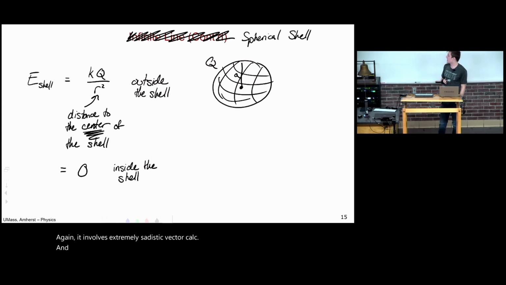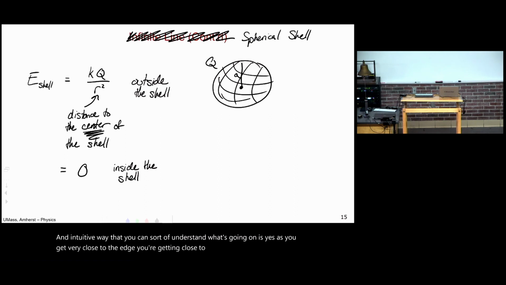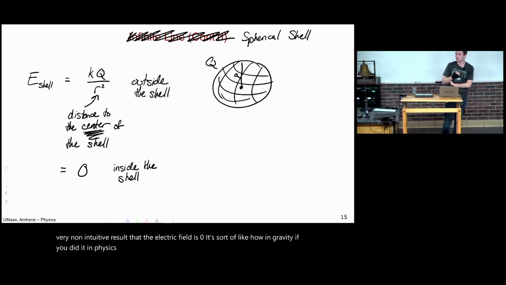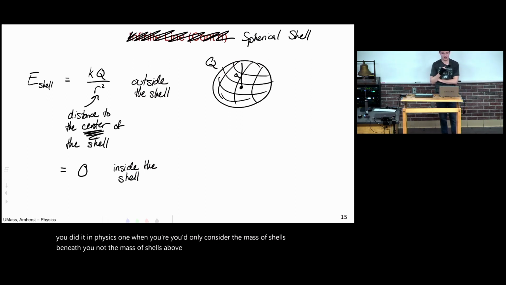An intuitive way you can sort of understand what's going on is, yes, as you get very close to the edge, you're getting close to this bit of charge. But at the same time, the other charges used to have forces that canceled, and as you move away from them towards here, those charges no longer cancel, and they push you back towards the edge. But it's not supposed to be intuitive. This is a very non-intuitive result that the electric field is zero. It's sort of like how in gravity, if you did it in physics 1, you only considered the mass of shells beneath you, not the mass of shells above you, when you're doing gravity calculations.